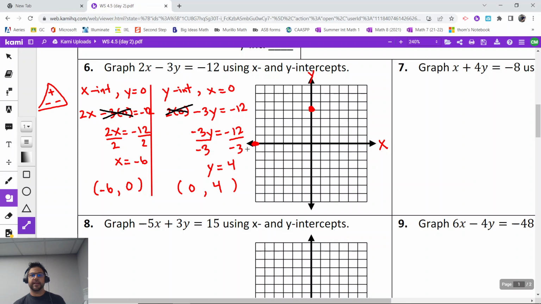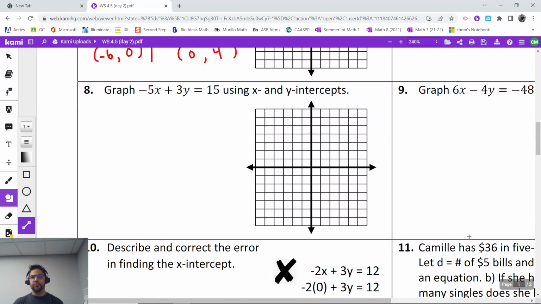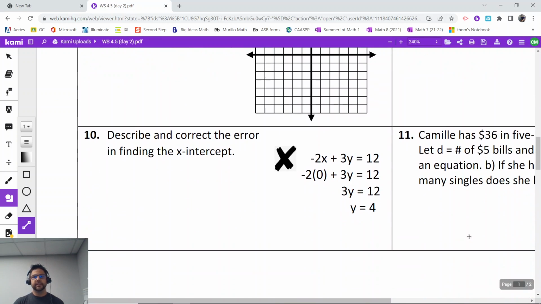All right, grab your straight edge, and let's go ahead and connect. Let's put some arrows on the end for your beautiful equation and your beautiful graph. Again, we were finding the x-intercept and the y-intercept to make that work. All right, you got a few more repeating like that. Got a quick error there. Hopefully you can figure there's a mistake.